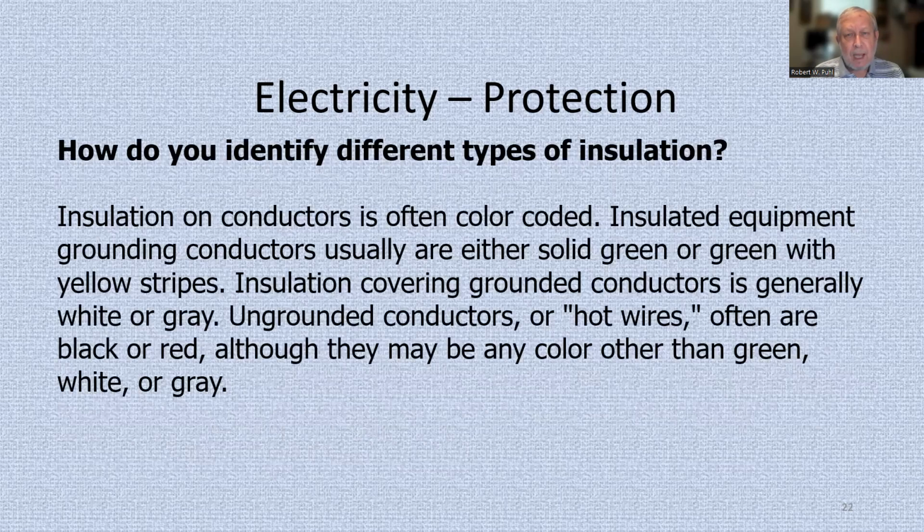How do you identify different types of insulation? Insulation on conductors is often color-coded. Insulated equipment grounding conductors are usually either solid green or green with yellow stripes. Insulation covering grounded conductors is generally white or gray. And ungrounded conductors, or hot wires, often are black or red, although they may be any color other than green, white, or gray.